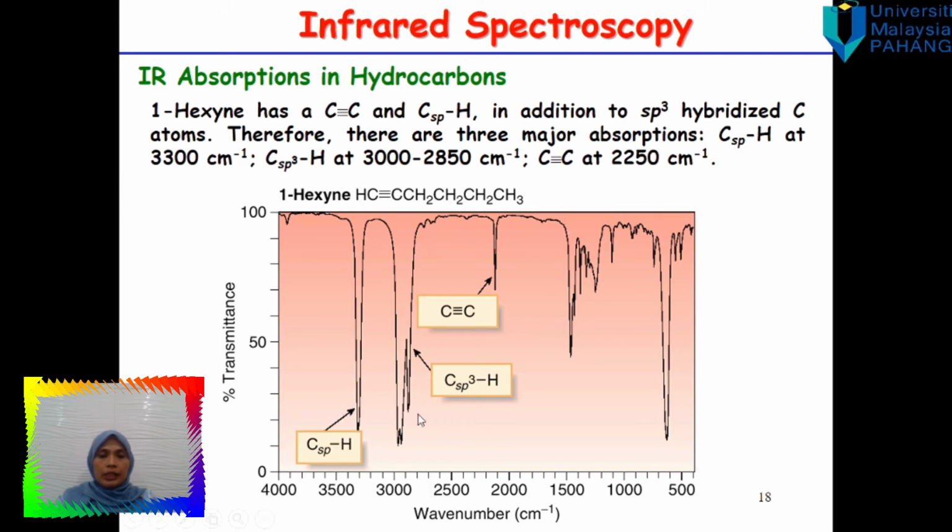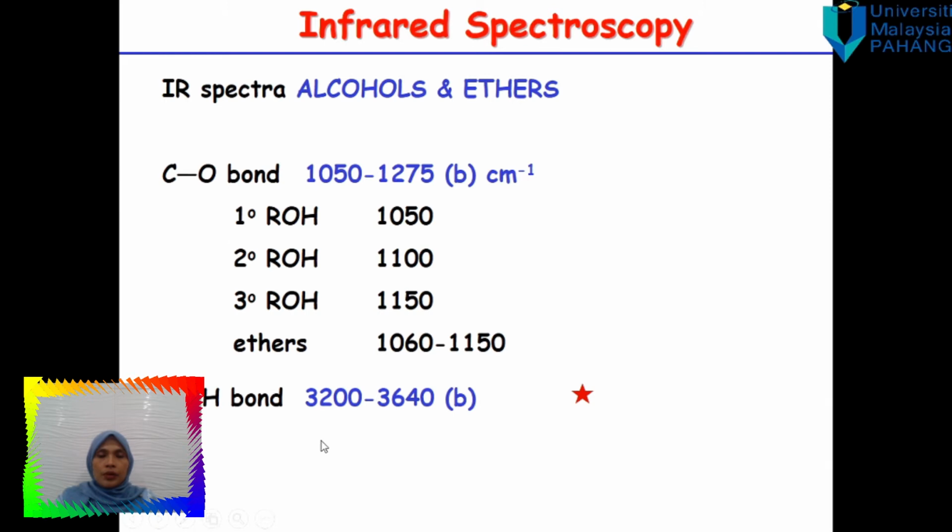This one is common in any organic compound. Between 2850 to 3000 is for C-H sp3, and C triple bond C is 2000 to 2200. That's for alkene and alkyne. Now we go to alcohol and ether.